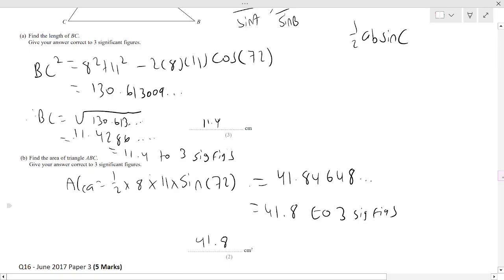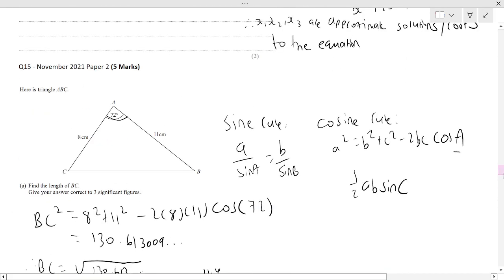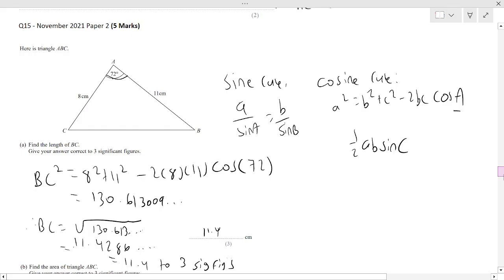So that's really that then. Fairly straightforward cosine rule, and I think they don't really tend to overcomplicate it that much, really. Usually it's questions like this.